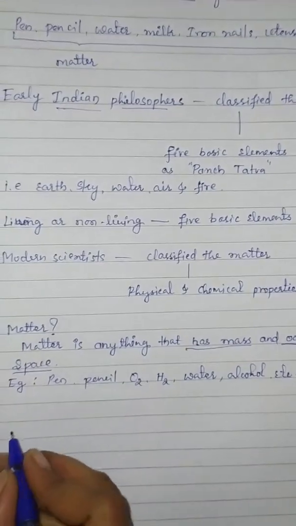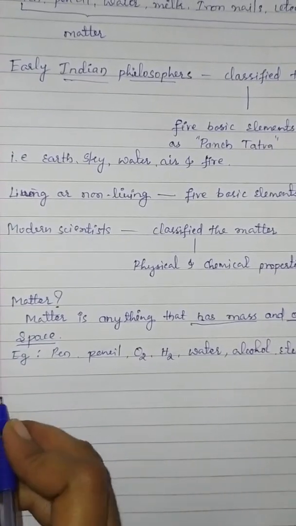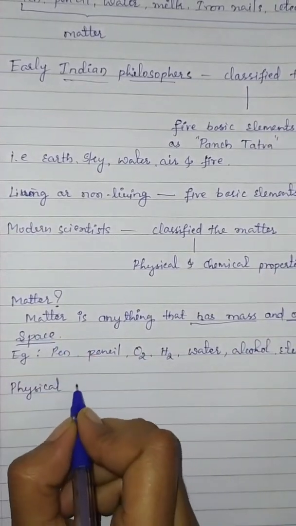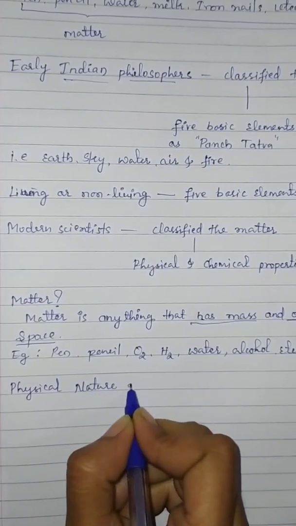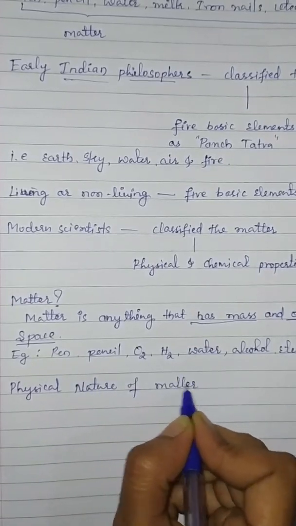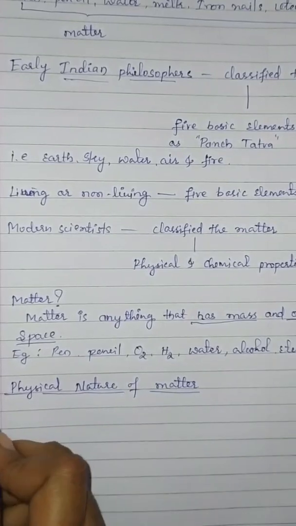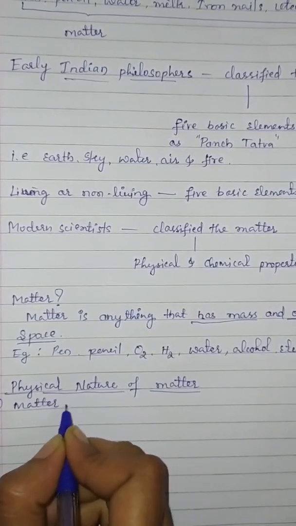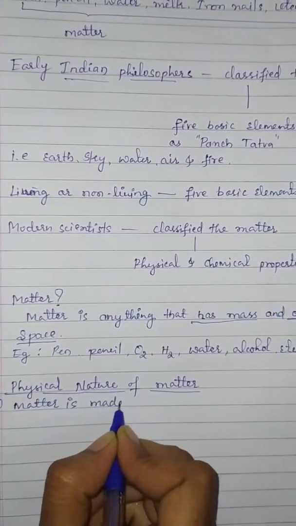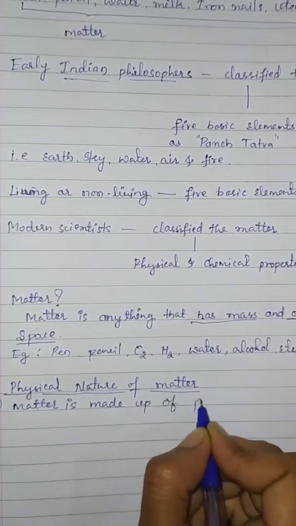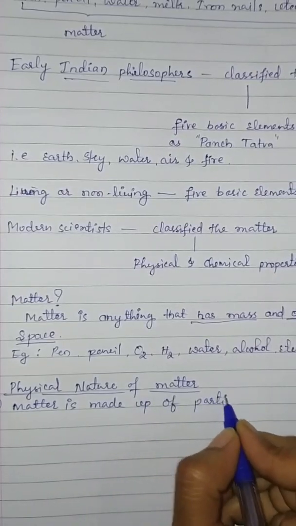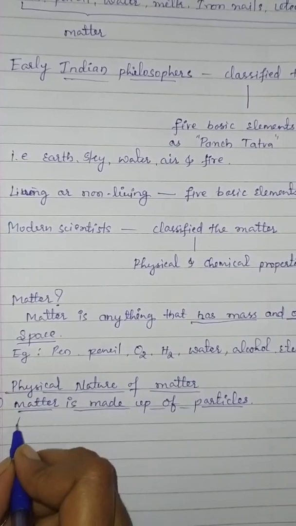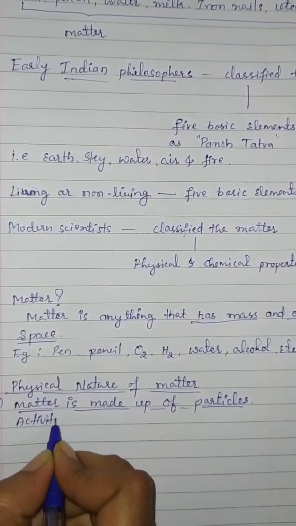Next, we will study the physical nature of matter. First physical nature of matter is matter is made up of particles. To support this statement we have to perform an activity.